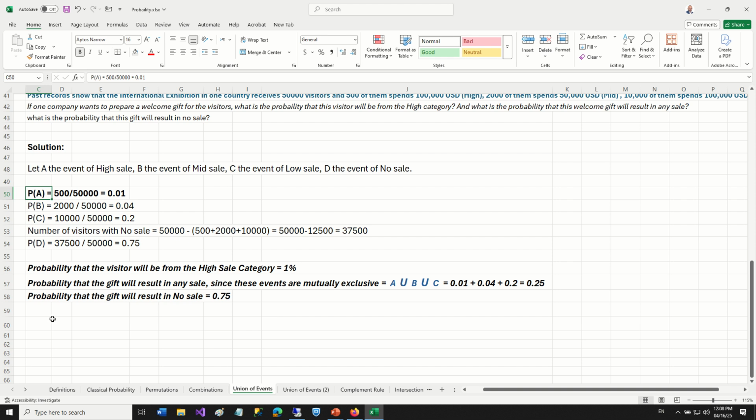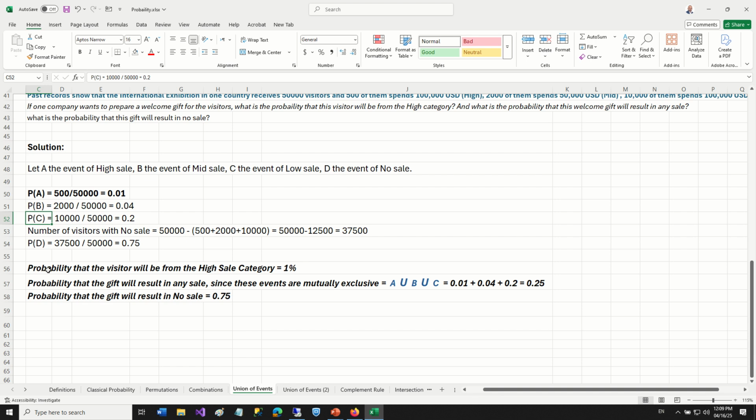The probability of A equals the total number of visitors who are in the high spending category, which is 500 visitors, divided by the total number of visitors, which is 50,000. So this is 1%. Probability of B is 2,000 divided by 50,000, which is 4%. The probability of C, low category, is 10,000 divided by 50,000, which is 20%.